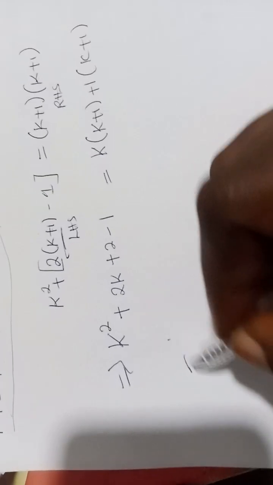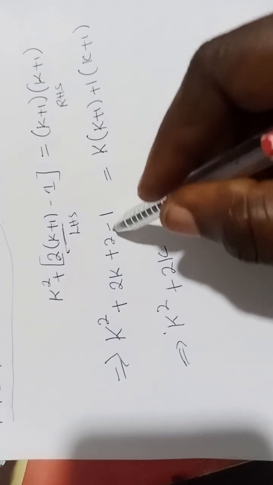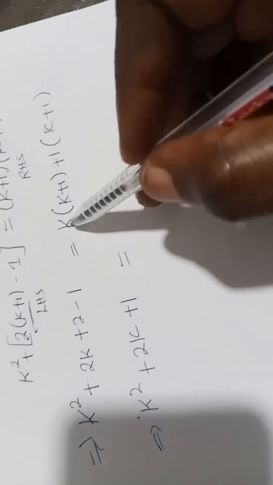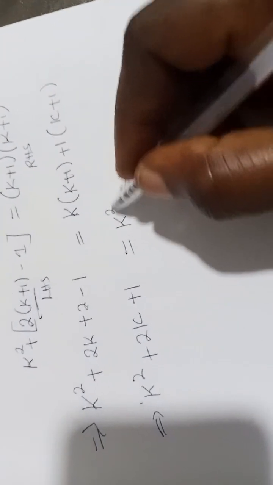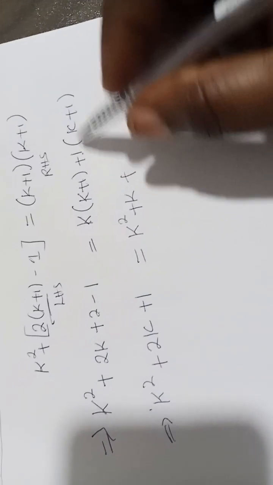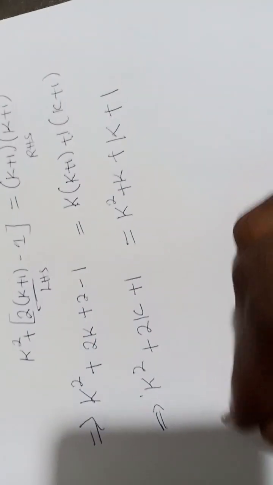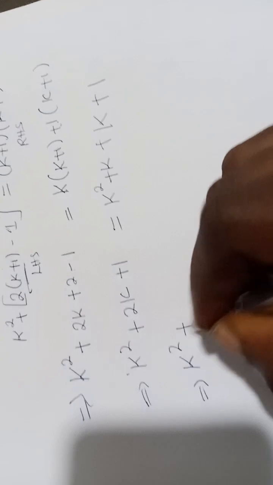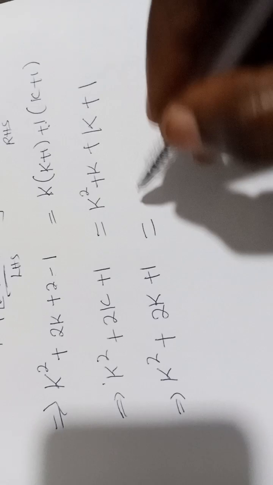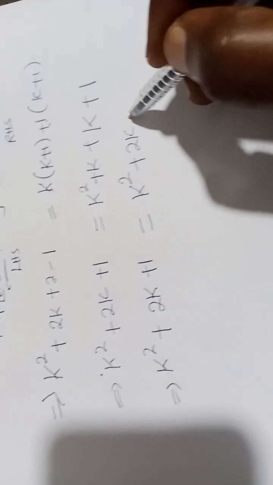So we have on our left hand side k squared plus 2k, so plus 2 minus 1 will give us plus 1, right? Equal to this side, k times k will give us k squared, k times 1 will give us plus k, plus 1 times k will give us k, plus 1 times 1 will still give us 1. So bringing this, k squared plus 2k plus 1 is going to be equal to k squared, k plus k will give us 2k, plus 1.